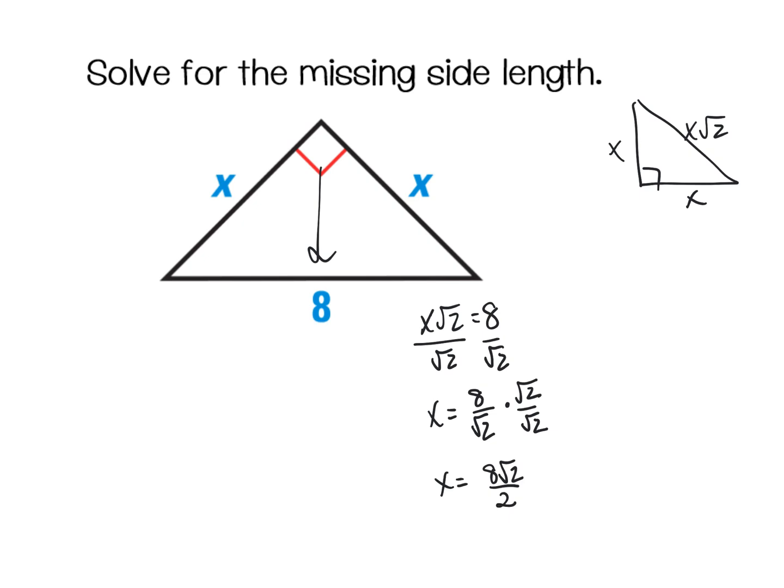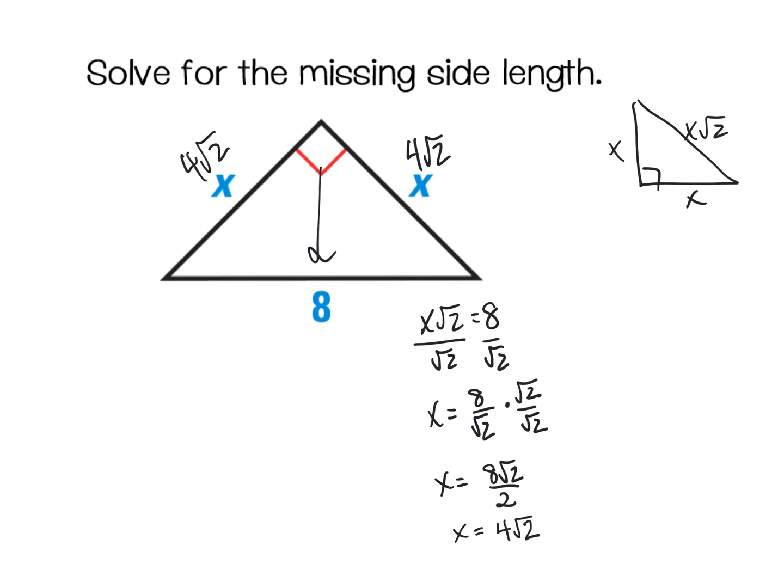Okay, now I have to decide, is 8 divisible by 2? Yes, it is. So 8 divided by 2 is 4. So this simplifies to 4 radical 2. So both of my legs are equivalent to 4 radical 2.